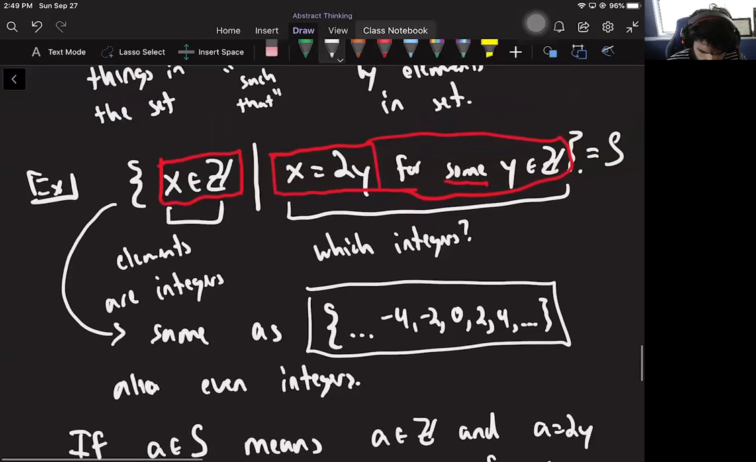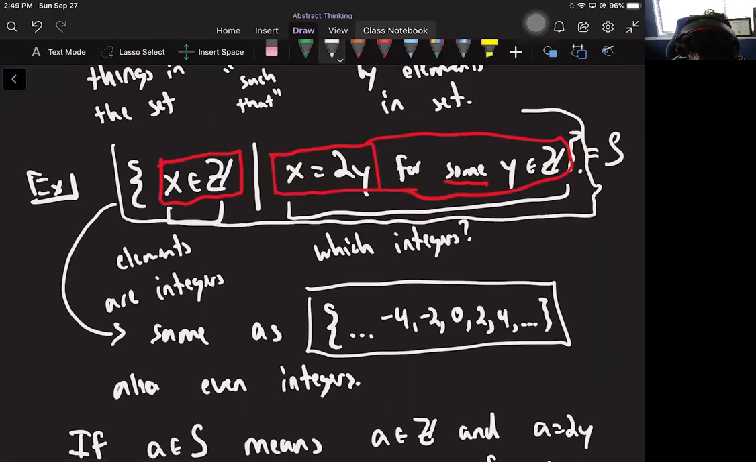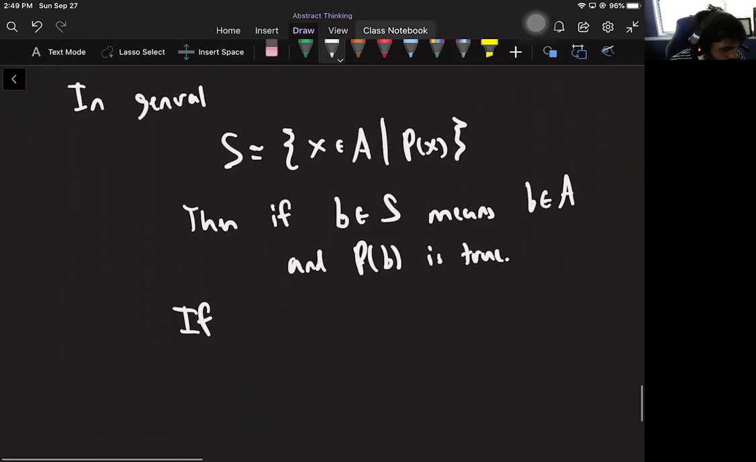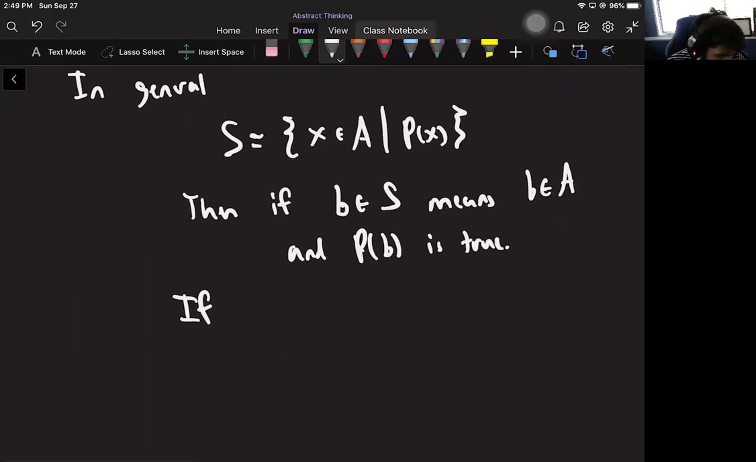But then when we think in terms of properties, what does it mean to not be in here? Well, it could mean that it's, first of all, not an integer. So that would be one reason to not be in here. But it could be an integer, but then not obey the property. So there's a couple ways to think about it.